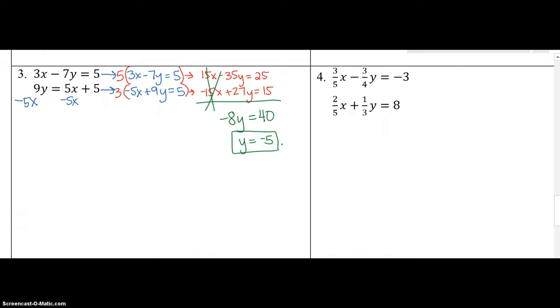Plug that back into either equation. It does not matter which equation, as long as you're plugging it in for y. And solve for x.